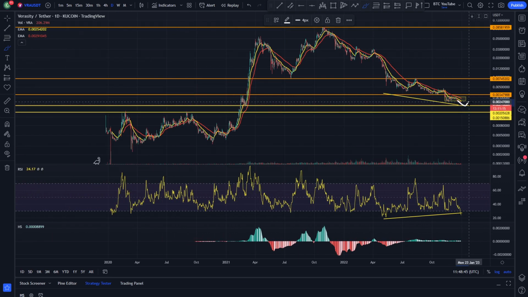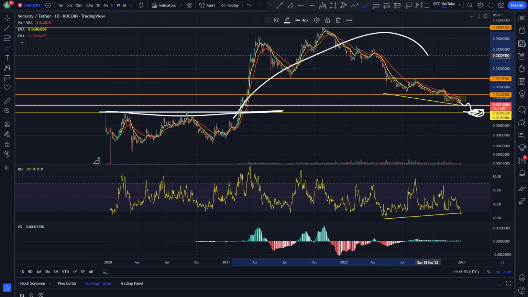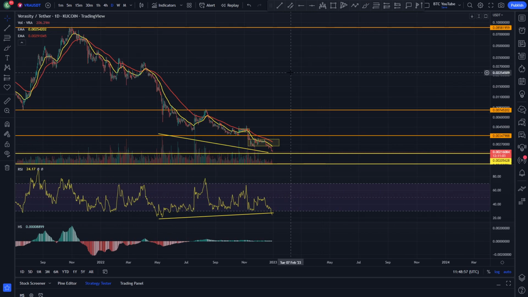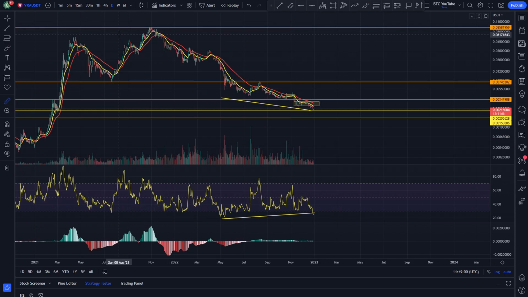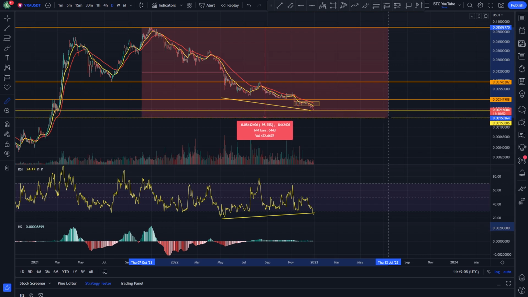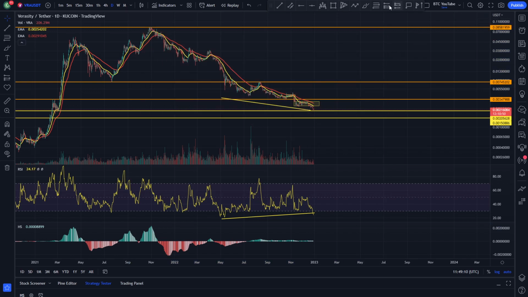We could see a little bit of a bounce here, but realistically, I do think that the major bounce is going to be in this area here, which is this really, really key level of previous resistance, which could be flipped into support and then finally getting a meaningful bounce for Verasity. A lot of altcoins are looking like this right now. Verasity is looking down 97.5% right now, a massive decline. And if we got down to that level, we'd be down 98.5%. So a very, very big decline.